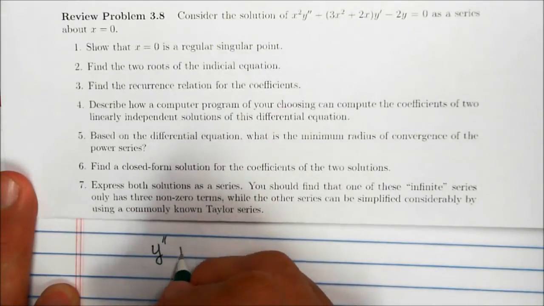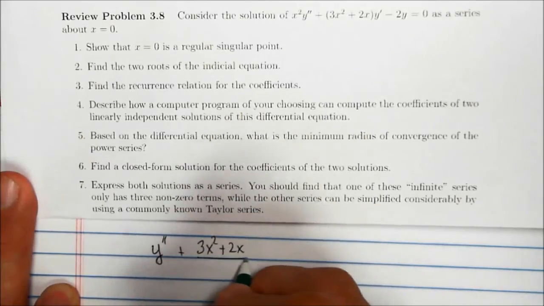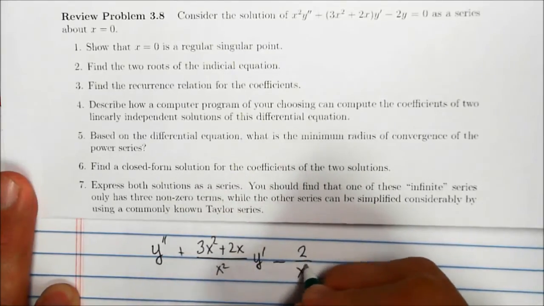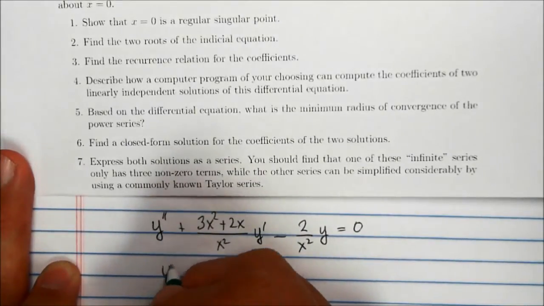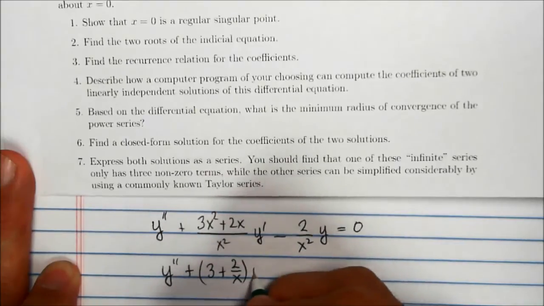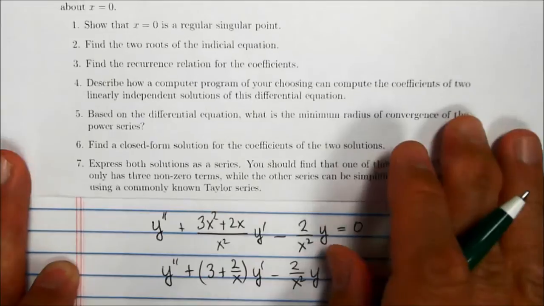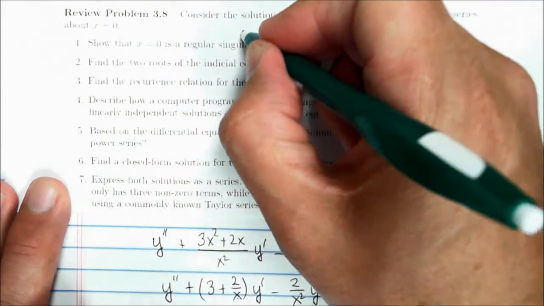We get y double prime plus (3x squared plus 2x) over x squared times y prime minus 2 over x squared times y equals 0, or y double prime plus (3 plus 2 over x) y prime minus 2 over x squared y equals 0. Clearly, we have problems if x equals 0. So if x equals 0, both of these blow up, and so it is certainly a singular point.